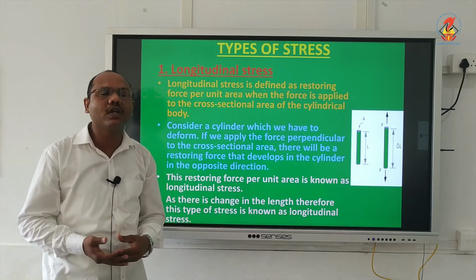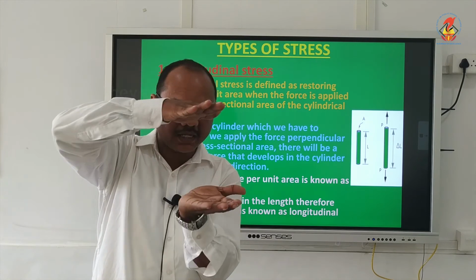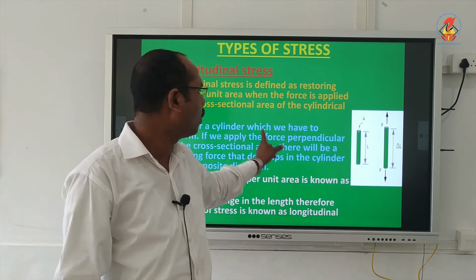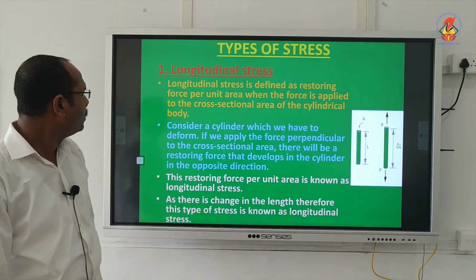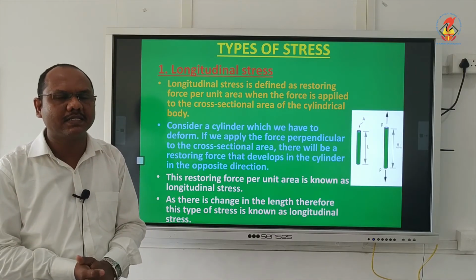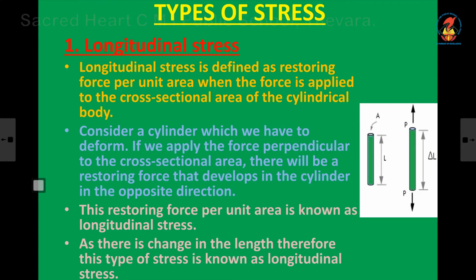So there is a restoring force which acts in the opposite direction, which tries to bring the wire back to the original position. That restoring force per unit area is called longitudinal stress. So longitudinal stress is the restoring force per unit area when the force is applied to the cross sectional area of the cylindrical body. Cylindrical body means just imagine a wire, that is it. A wire is an example of a cylinder. As there is a change in the length, this type of stress is called longitudinal stress.